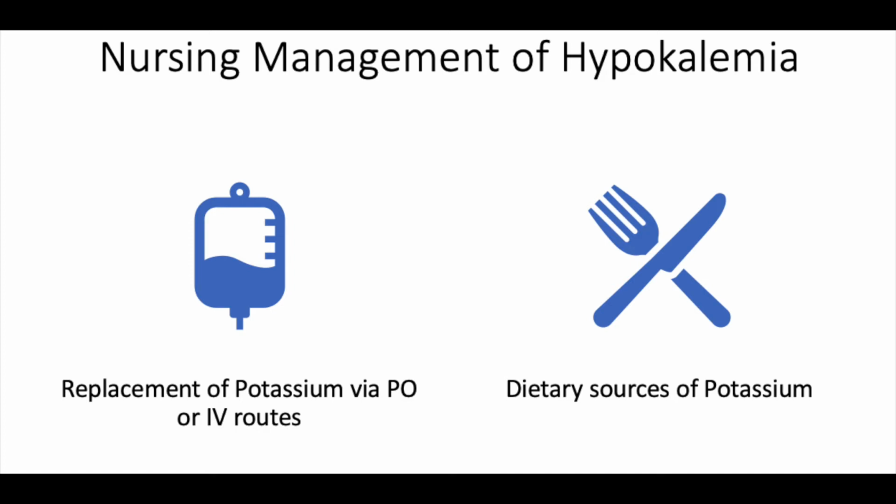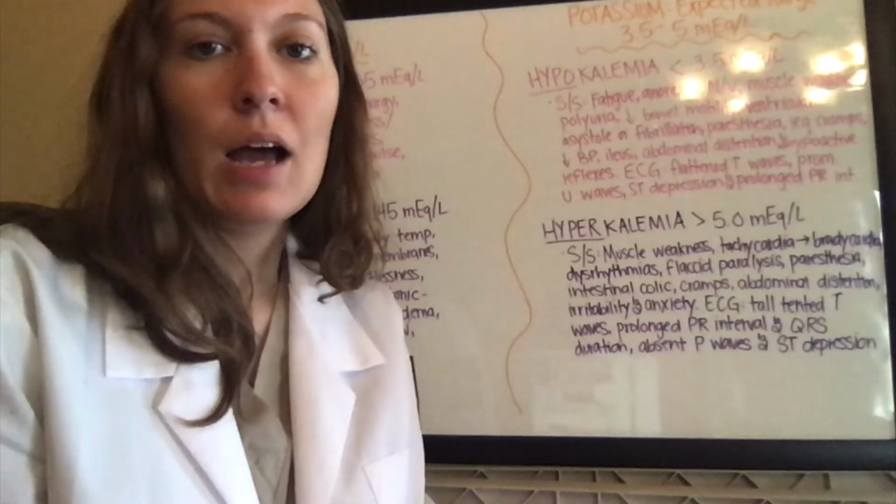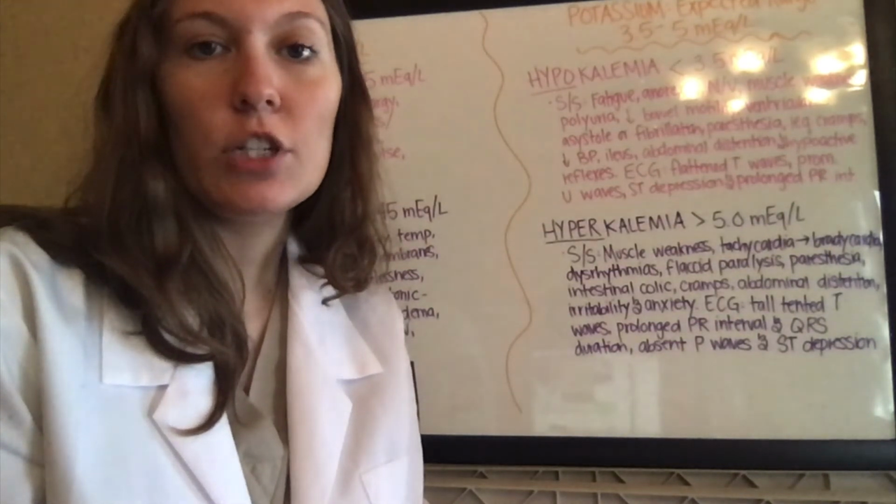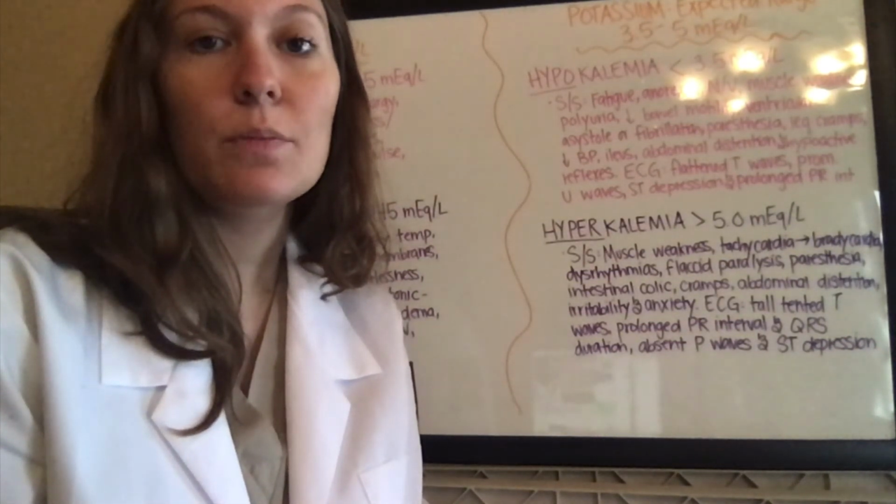The nurse educates the patient with hypokalemia about introducing foods and potassium into his or her diet, such as oranges, bananas, cantaloupe, prunes, squash, potatoes, and sweet potatoes. Hyperkalemia occurs when there is a serum potassium concentration greater than 5 milliequivalents per liter.